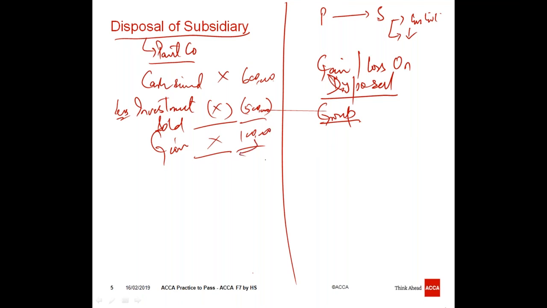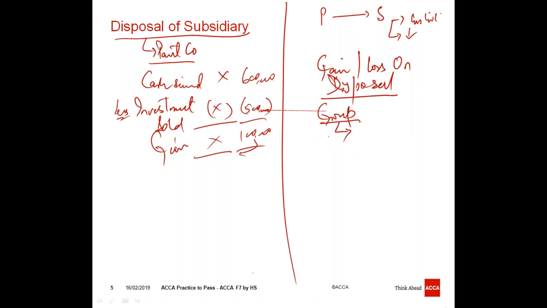The examiner can ask you to calculate the gain in the books of the parent company, or to calculate the gain from the group's perspective. But practically speaking, this gain of the parent company is only calculated for the purpose of taxation. So this information is not relevant to you, but it's practical knowledge.